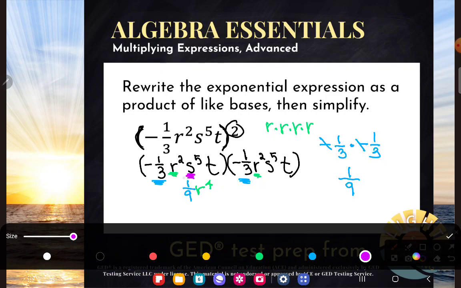Next factor I have here is s's, and I can see I already had 5 s's multiplying. And now I'm bringing in another 5 s's, and so I will have s to the 10th power. Now, t is where a lot of students get mixed up. Don't you get mixed up? A factor of t and another factor of t isn't just a t, it's 2 factors of t, or t squared. And so final answer here is 1/9 r to the 4th power, s to the 10th power, t squared.